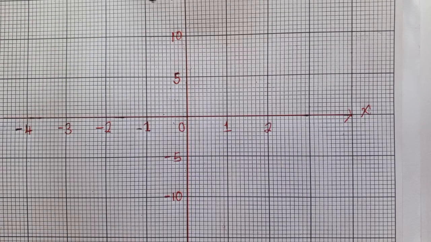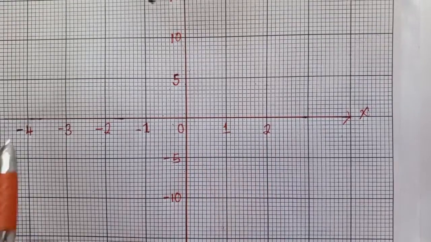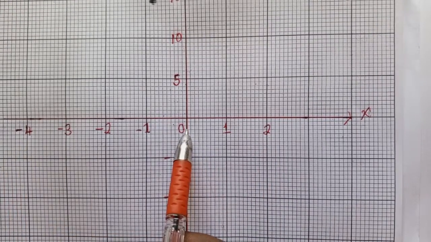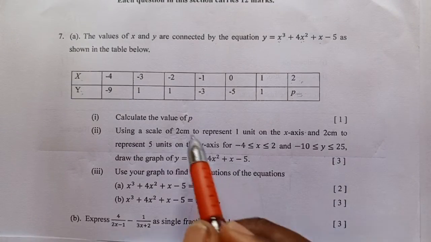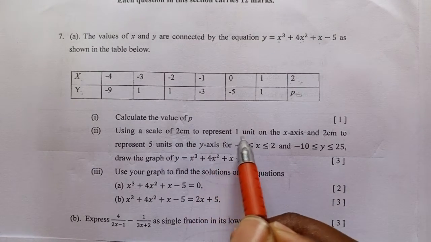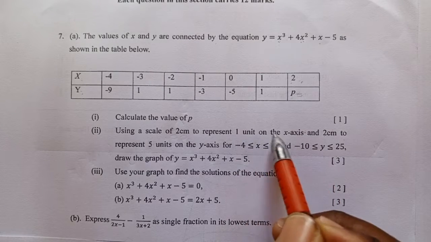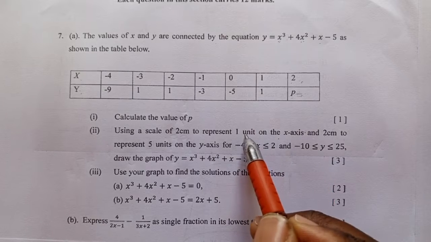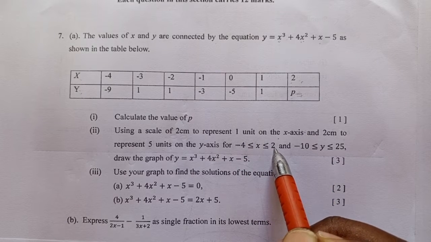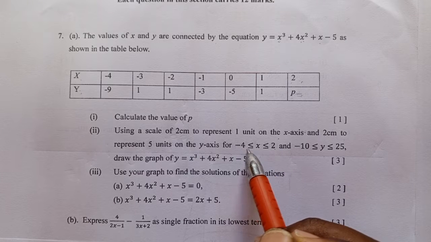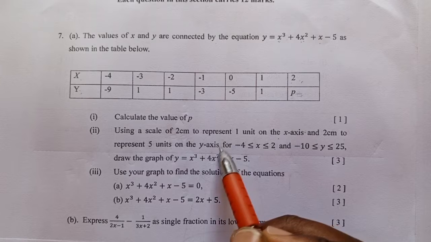So now maybe the question may be, how am I getting to know that here I'm supposed to end at 2, here -4, and I'm moving in 1s? The key is this. They have said 2 centimeters to represent 1 unit on the x-axis. So you're moving in 1s, 1, 2, 3. So along the x-axis, we're ending at 2. And then the other way, we're ending at negative 4. So it will be 0, negative 1, negative 2, negative 3, negative 4.